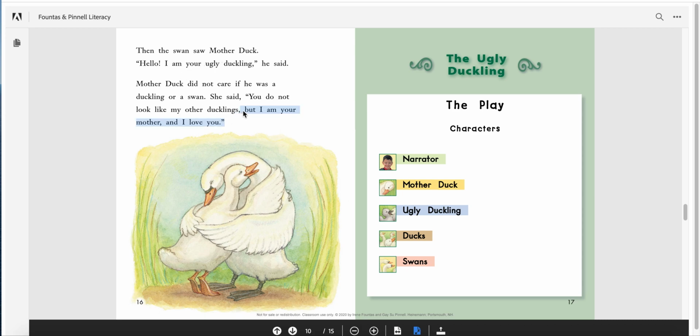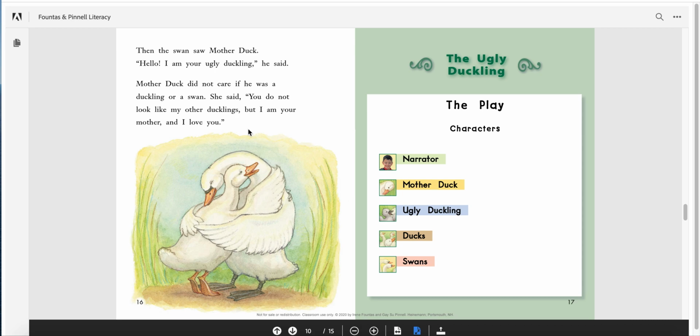Haven't we heard that exact sentence more than one time in this story? That makes me think the lesson or the moral of this story is that it's okay to be different. There are many ways of being beautiful, and your mother always loves you. Despite being different or hard, she still loves you.